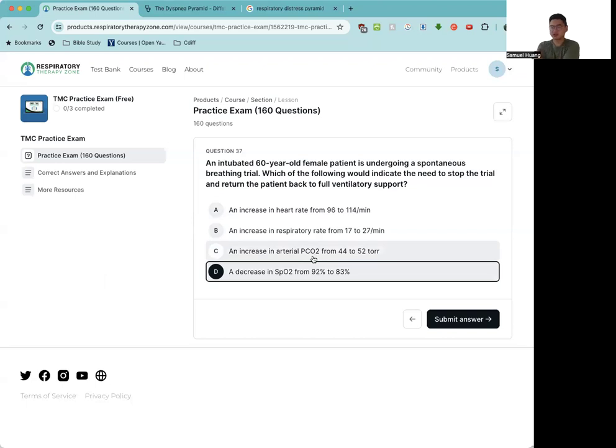But why not C? That's a question. It's probably not too large. The pH is probably within normal. 44 is normal, and if it just goes up from normal to 52, your bicarb can support that. You don't need to be on a ventilator, but perhaps you would extubate to BiPAP. There's a non-invasive way that you can do it.